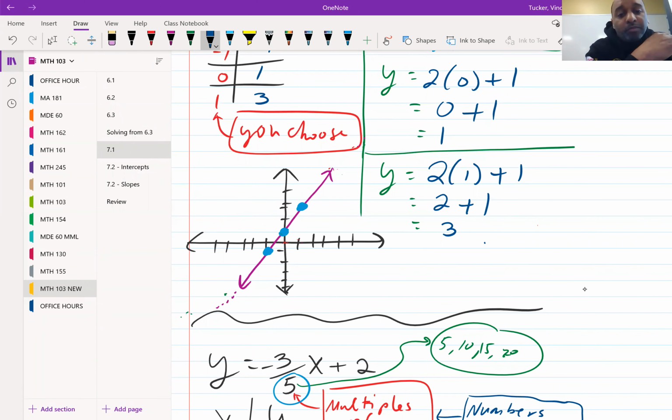It's just that, like I said, whatever you choose, you're going to have to calculate and you're going to have to graph. So that's why you always want to make sure you choose some easy values and values that are close to each other. All right, so let's do one more like this.